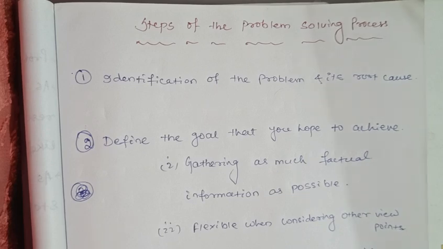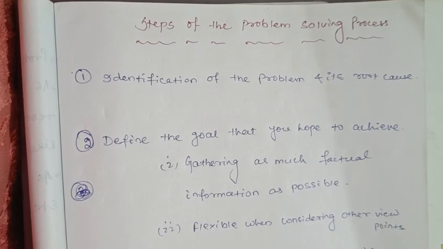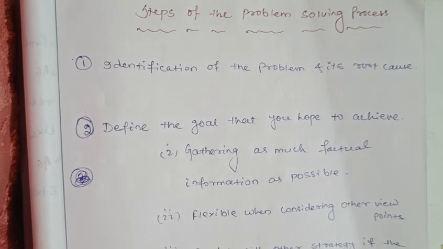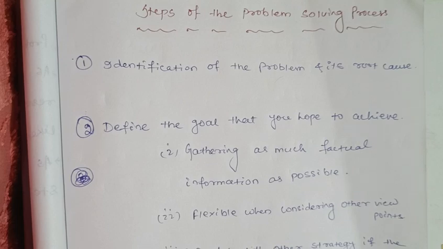What steps do we have to follow in the problem solving process, okay. So the first one is the identification of the problem and its root cause. Whenever I get the news that there is some problem somewhere, it may be in a family, in the classroom, in my institution, or in a company, wherever, first the person who is going to solve the problem has to identify the problem and its root cause.